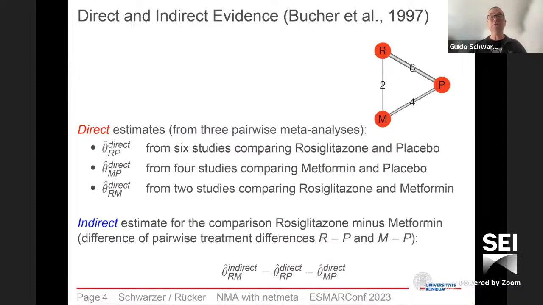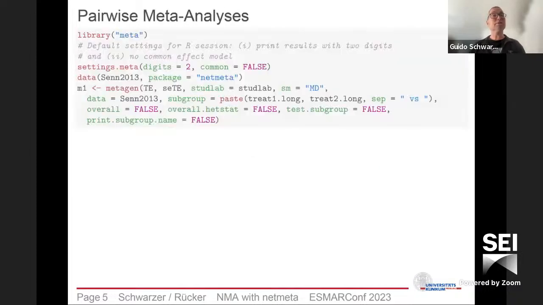And for this calculation, what we then do is we ignore these 2 studies here and just compare or look here at the results of these 2 and calculate the indirect estimate. We can do all this, for example, with the meta package for pairwise meta-analysis, which is loaded here. Here I said that results should be printed with 2 digits, and I'm not interested here in the common effect model. I would only like to see the results for the random effects model.